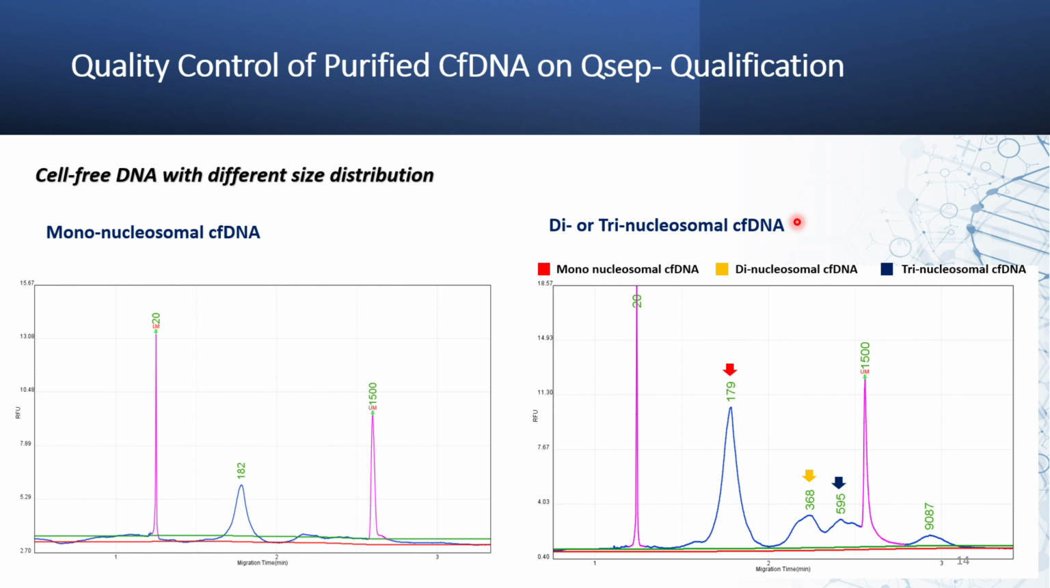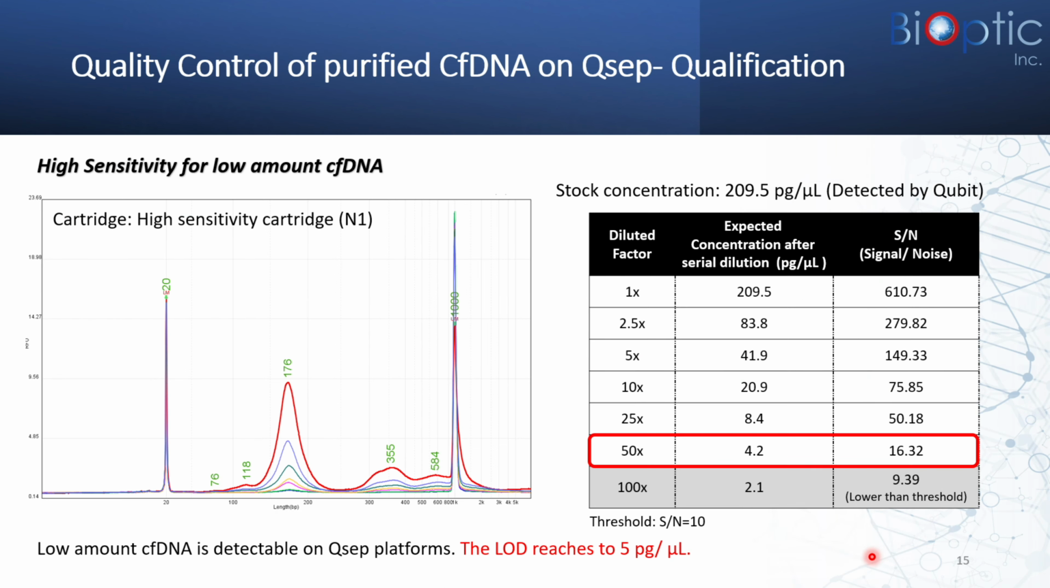Following are the cfDNA samples which are analyzed on the QSep platform. QSep can identify the distribution of cell-free DNA in 3 minutes and distinguish the dinucleosome and the trinucleosome cfDNA. Next, in order to test the sensitivity of the QSep platform for cfDNA detection, we serially diluted the cell-free DNA and tested these samples by the high-sensitivity cartridge, the N1 cartridge.